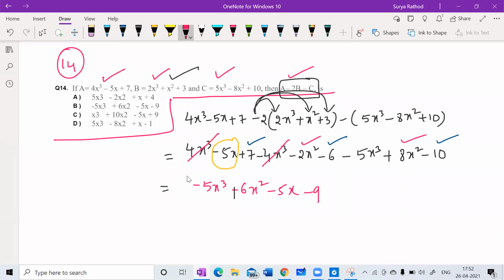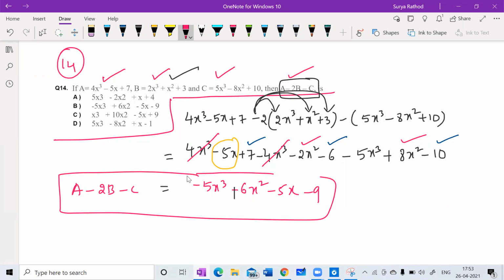Do we have any other possibility? No. So this is my final answer. Sir, I have a doubt. Yeah, one second, let me finish. This is my final answer. Look at the options now. Minus 5x cube, so only option B is possible. So my B option is correct. Any doubt now? Tell me. Any doubt? Sir, see, cube, minus. I'll tell you a quickest way.